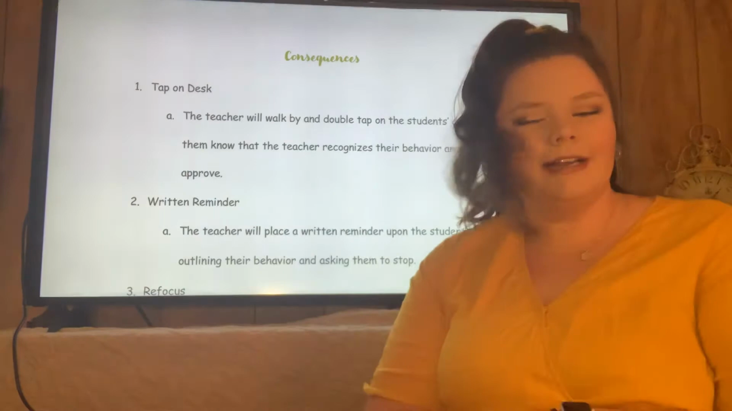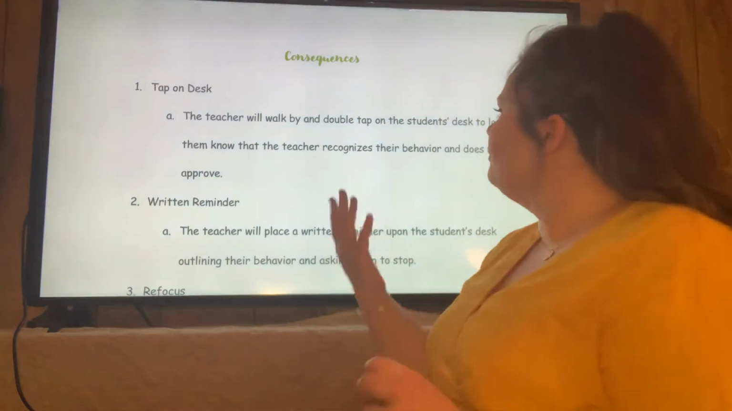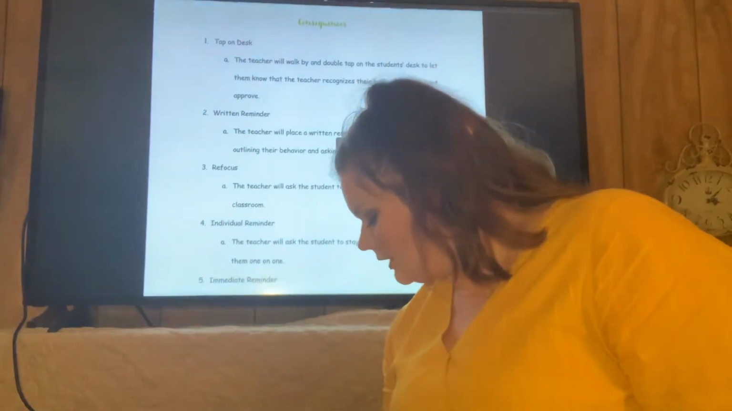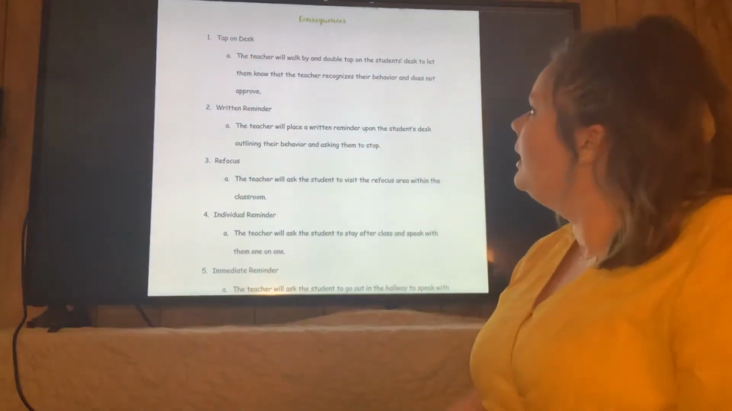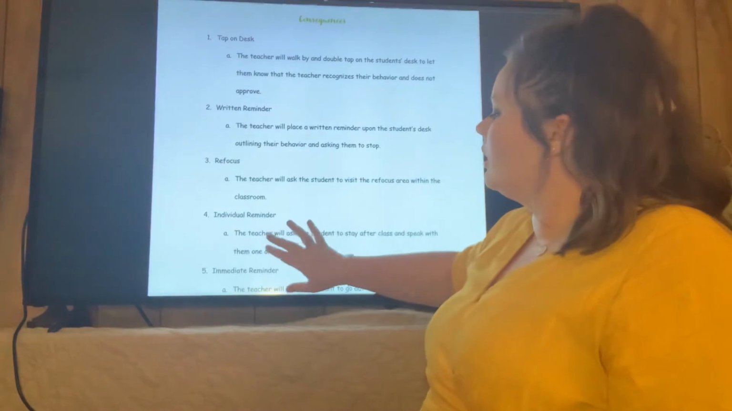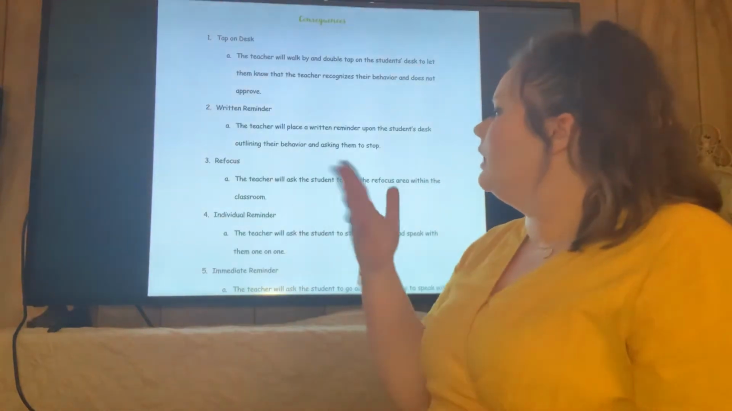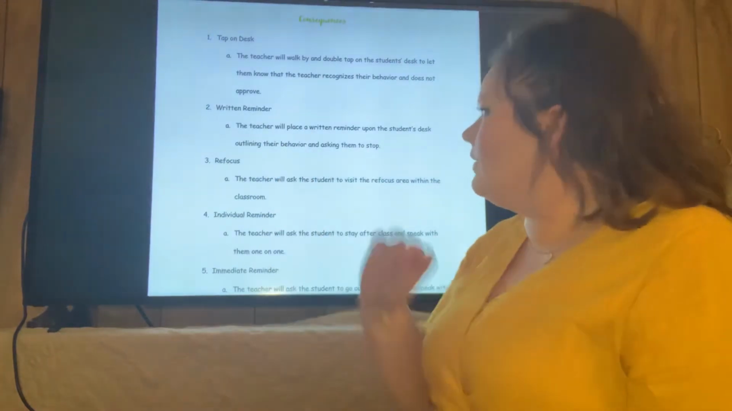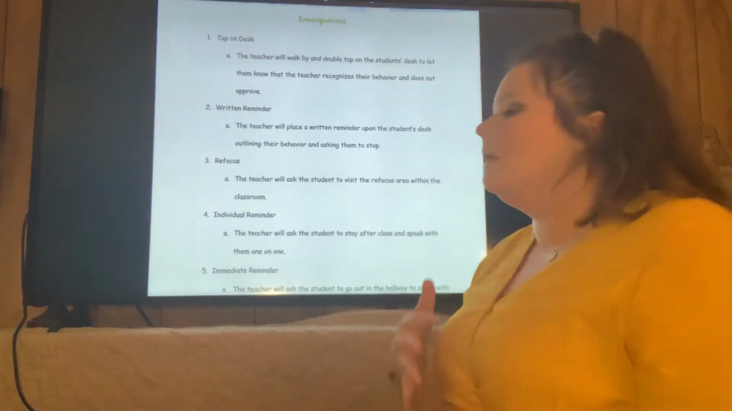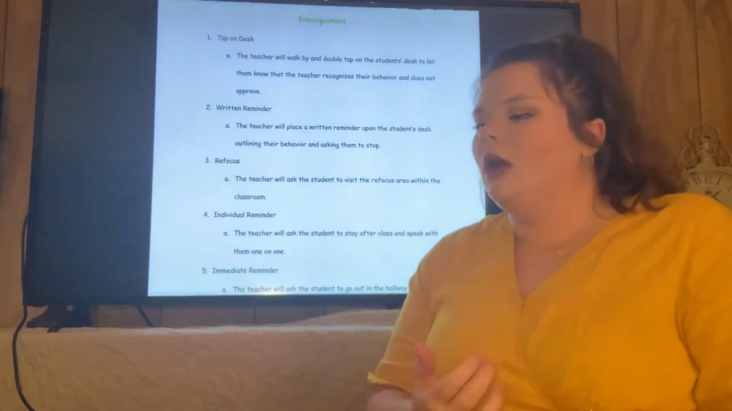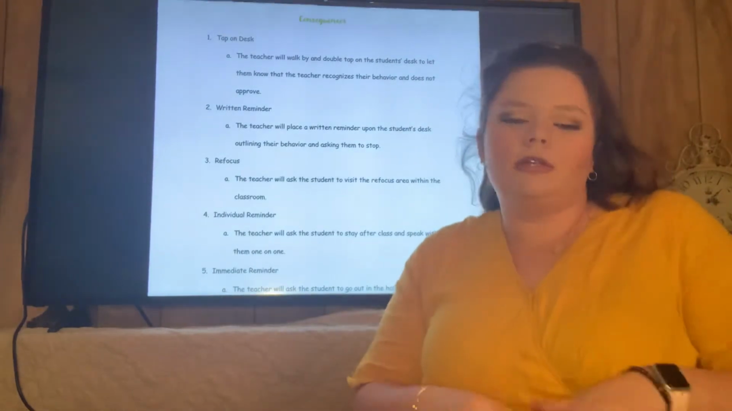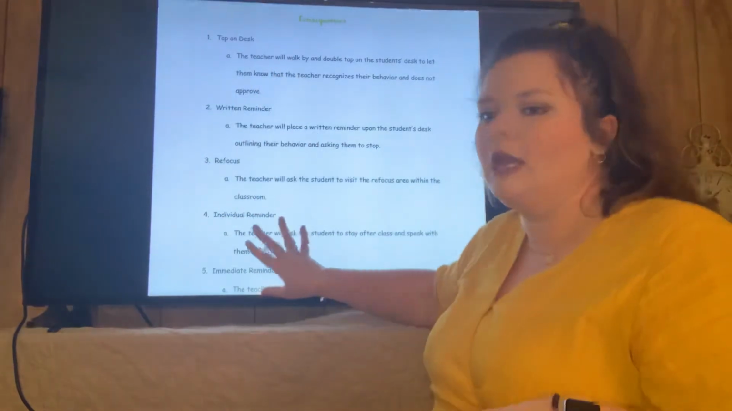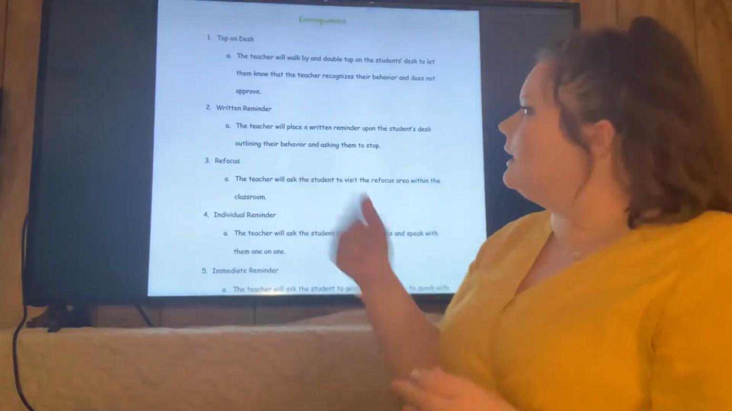So the next item in my portfolio is my consequences. I just have 10 consequences listed out here, and these are in the order of the first offense, second, third, fourth, fifth, and so on. Also, if the offense was worse than tapping a pencil or talking, like throwing a chair, these would obviously be a little different and they would escalate a lot more quickly.